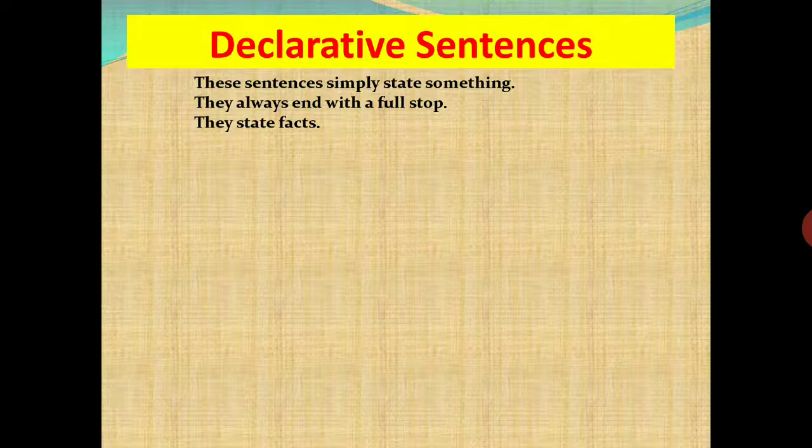Let us look at the first one, the declarative sentence. A declarative sentence is one which simply states something. Now, these are the features of this sentence. They end with a full stop and they state a fact. That means they state something in a sentence that is going to give us a complete, correct picture. Now let us look at the examples.